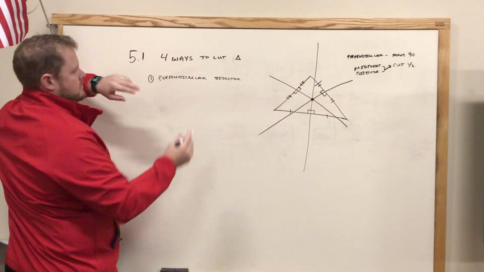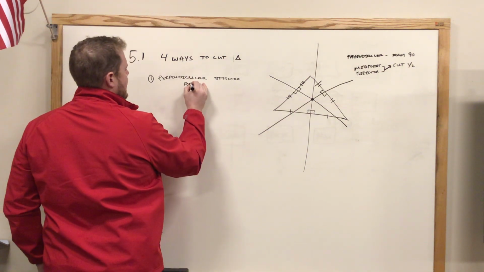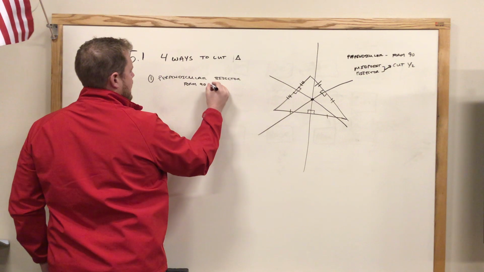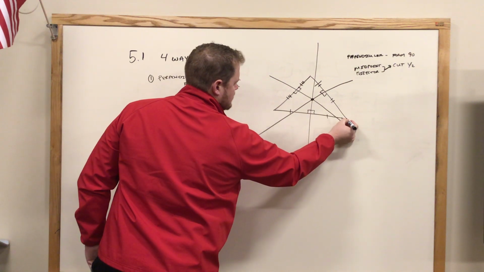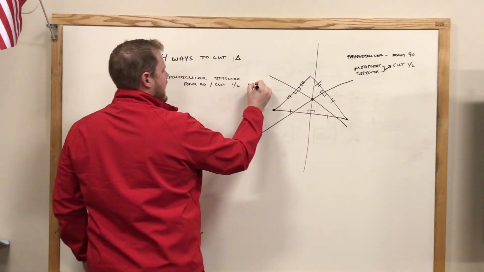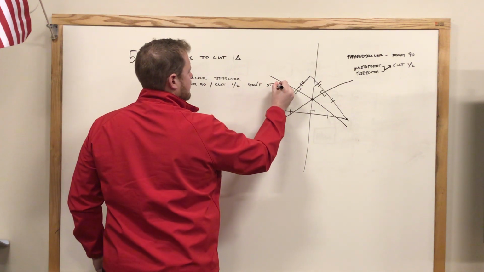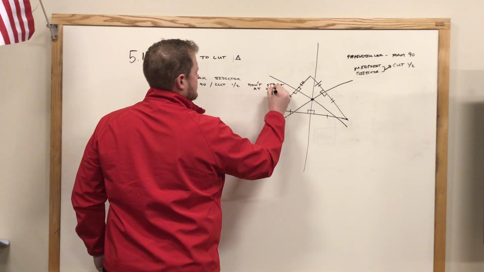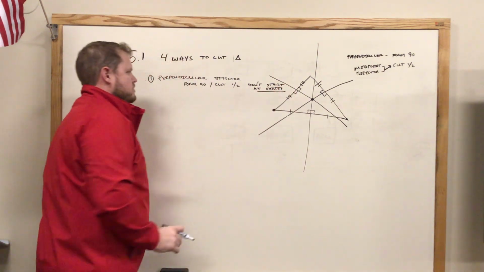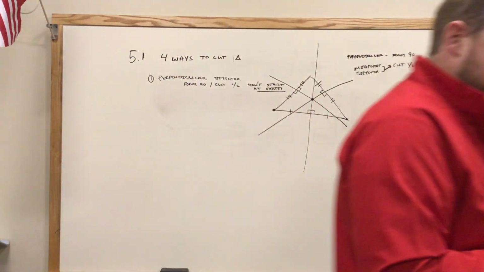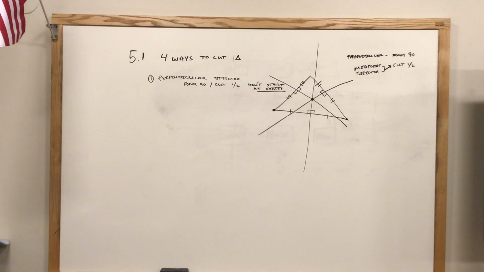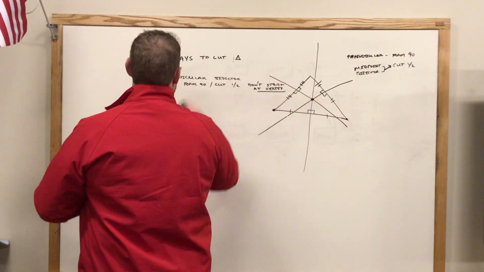So, perpendicular bisector, the definition: forming a 90-degree angle and cuts in half. If you look specifically, they do not start at the vertex. All the other ones that we're going to talk about have to start at a vertex, but this first one does not, and that's important to understand. So it cuts the opposite side in half, and it forms a 90-degree angle.